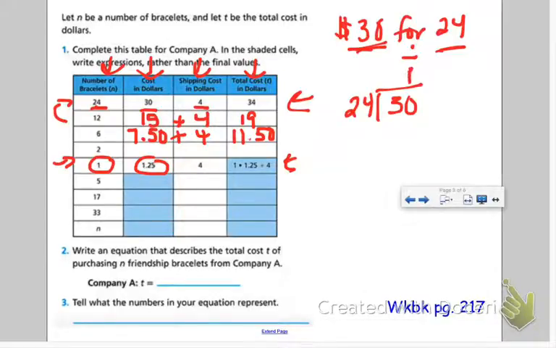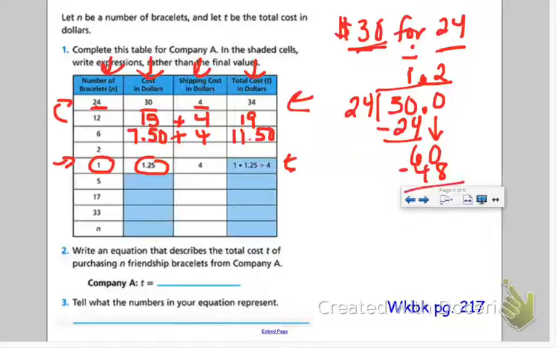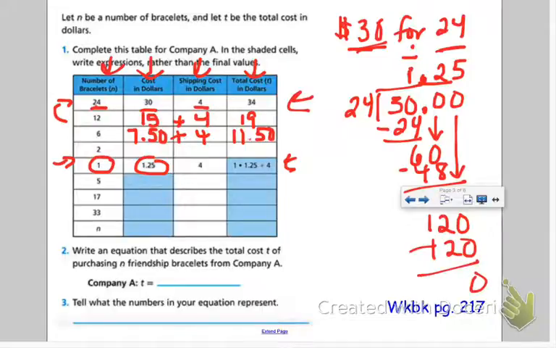24 goes into 30 one whole time. That gives me 24, of course. Subtract. I can add a decimal point and a 0. Bring that down. Of course, bring my decimal point straight up. 24 goes into 60 2 times. 2 times 24 is 48. And I'm going to subtract that. And that's going to give me 12. And then, of course, I can add another 0 if I wanted. 24 can go into 120 5 times. So that's where my $1.25 came from.